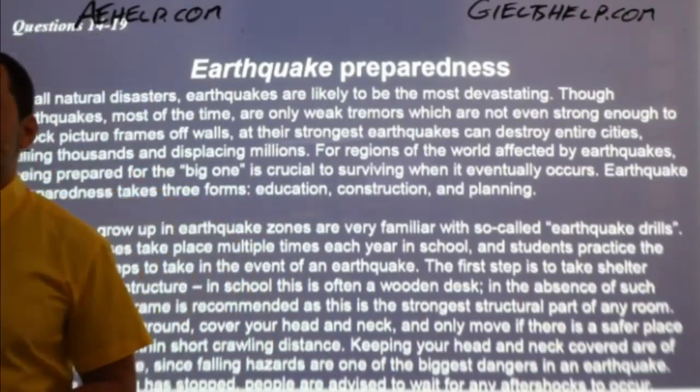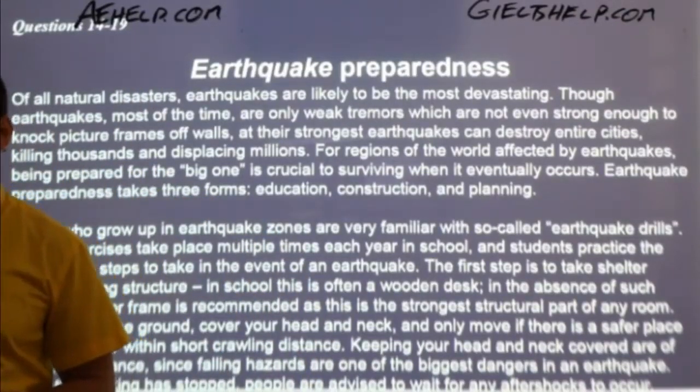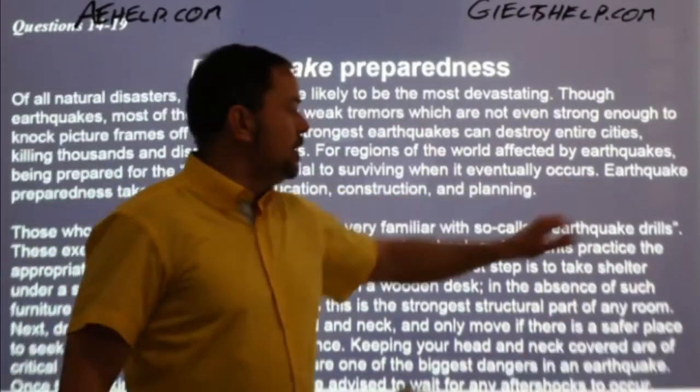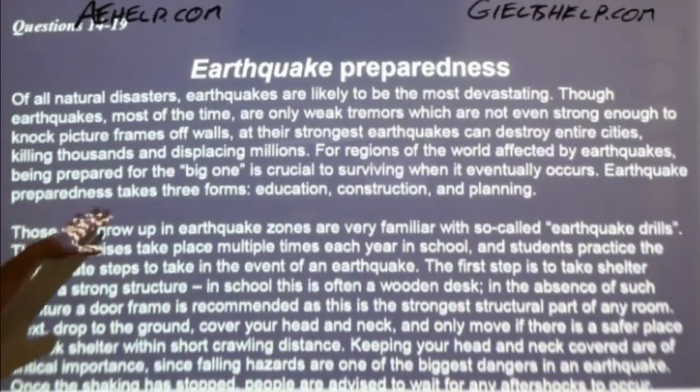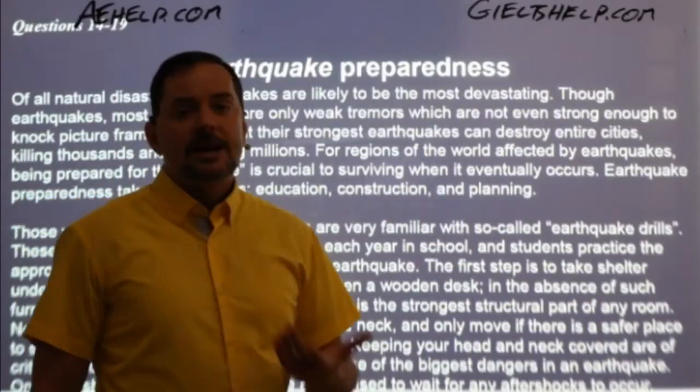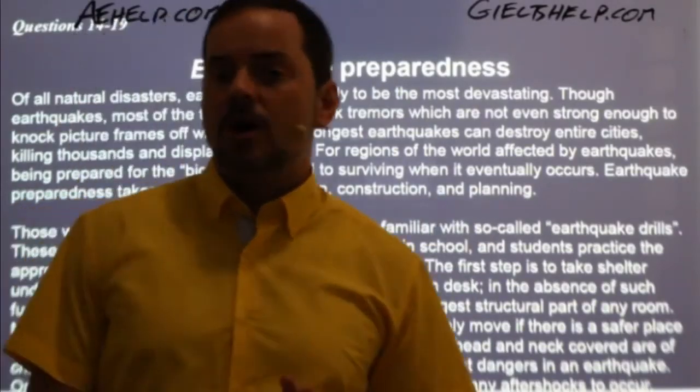Nafosat says it's education, construction, and planning. It's the last sentence. Very good, Hina. Yeah. So this very last sentence: earthquake preparedness takes three forms: education, construction, and planning. That's the thesis that's given to us by the author.